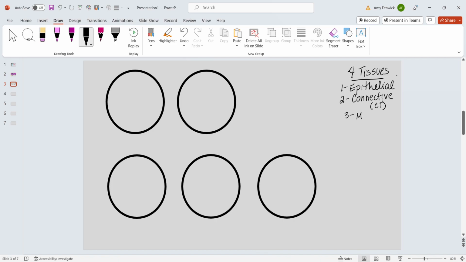There is muscle in the dermis, and we'll consider that there. There is also nervous tissue in the dermis, and we'll consider that there. And you can spell nervous any way you want. But in the epidermis, all that we have is epithelial tissue.